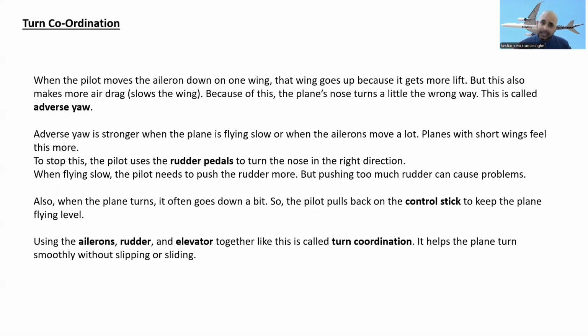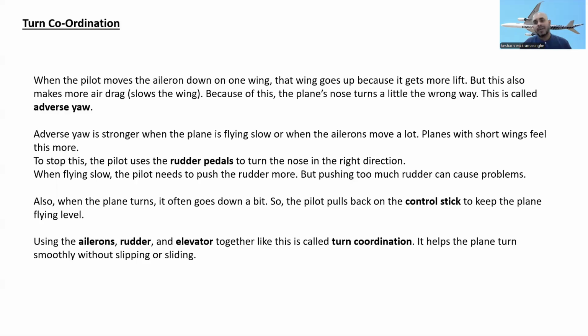Also, when the plane turns, it often goes down a bit, so the pilot pulls back on the control stick to keep the plane flying level. Using the ailerons, rudder and elevator together like this is called turn coordination. This helps the plane turn smoothly without slipping or sliding.